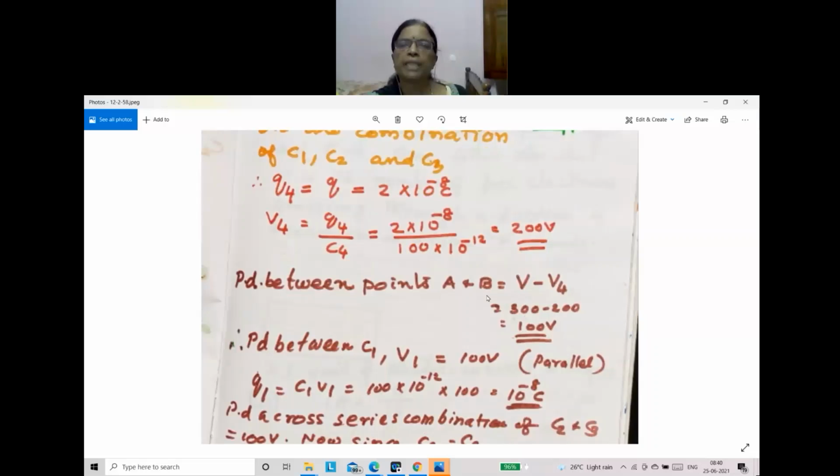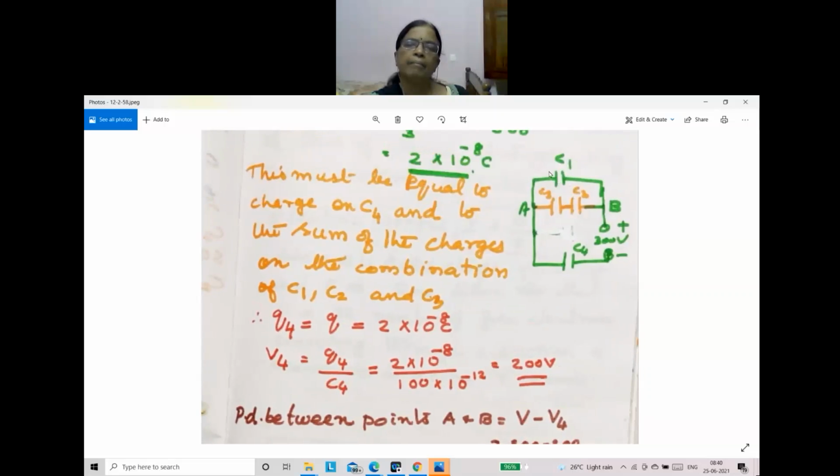Therefore, what will be the potential difference across C1, children? Between A and B we apply a potential difference of 100. So what is the potential difference across C1? The same, 100, because they are parallel. Across C2 and C3 together there is 100, and across C1 also 100, because it behaves as if 100 volt is coming across A and B, which are connected in parallel.